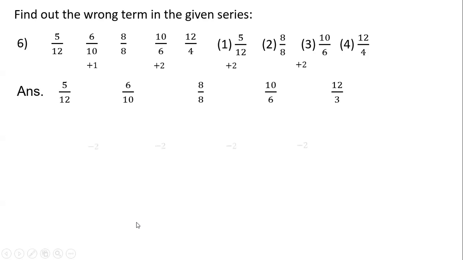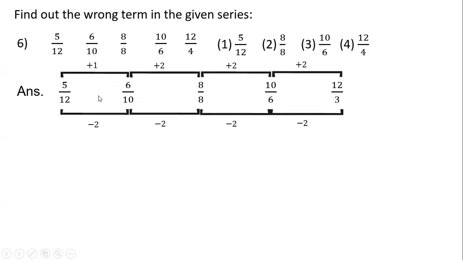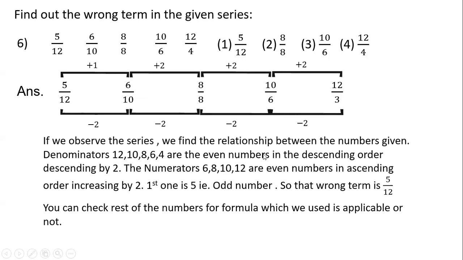If we observe this series, the numerator will be increasing by plus 2, plus 2, plus 2, but in the first fraction, 5 plus 1, 6 numerator comes, and the denominator is decreasing by 2 each and every time. So our odd term is 5 upon 12, which comes on option number 1.